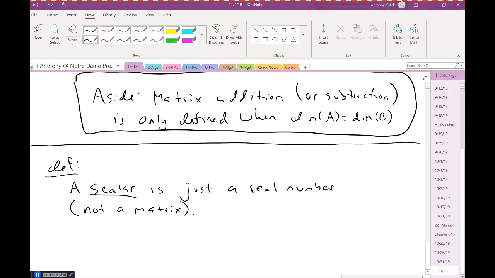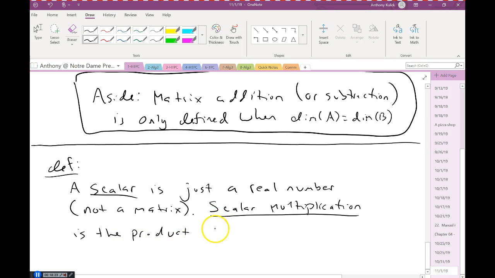So when we talk about a scalar, what we really just mean is it's a real number, like 7 or a half or negative 1.6, just a number, okay? Not a matrix is the key there. So when we talk about scalar multiplication, this is the product of, shockingly, a matrix and a scalar.